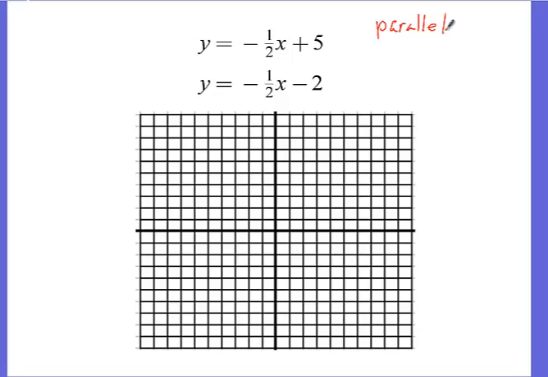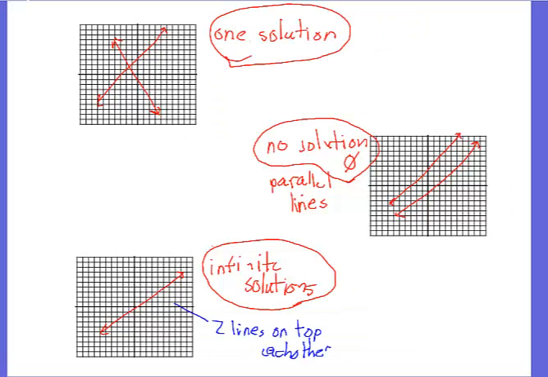two lines that are parallel have the same slope, different y-intercept. Well, our two equations here have a slope of negative 1/2. This one has a y-intercept of 5. This is a y-intercept of negative 2. They have the same slope, different y-intercept, so we know they're going to be parallel. If we go back, we know that parallel lines have no solution.